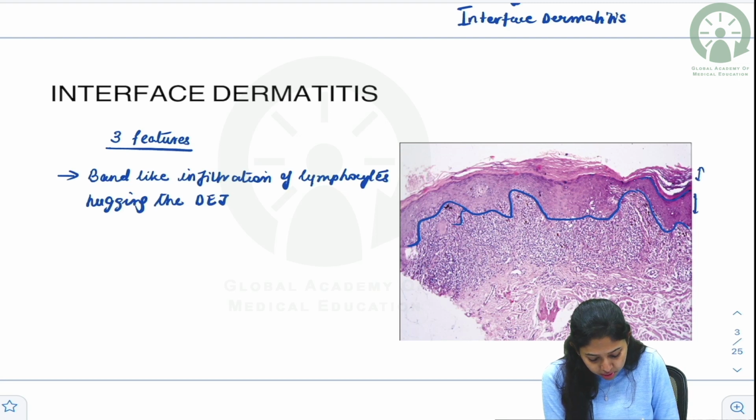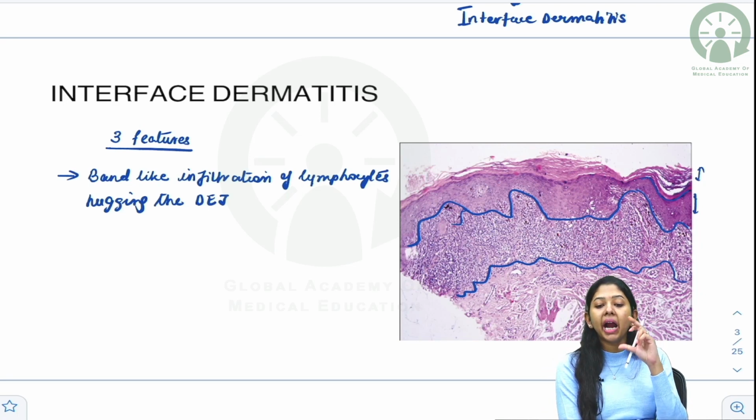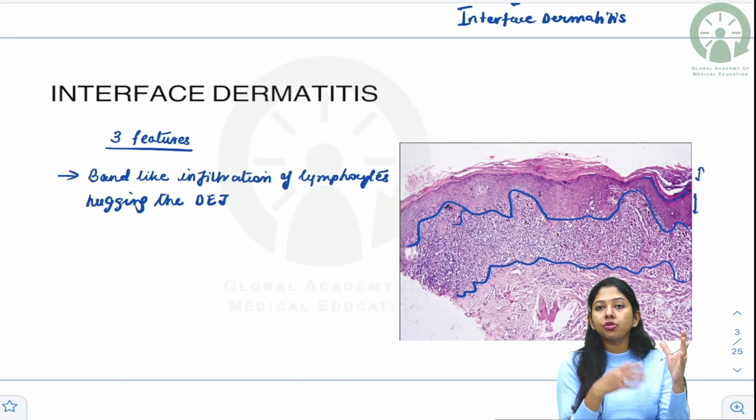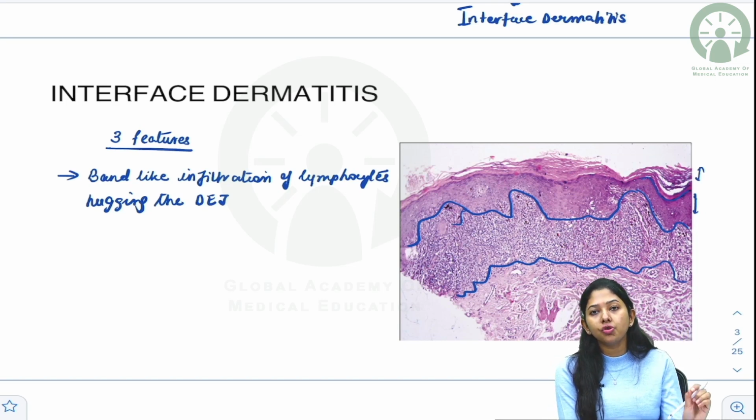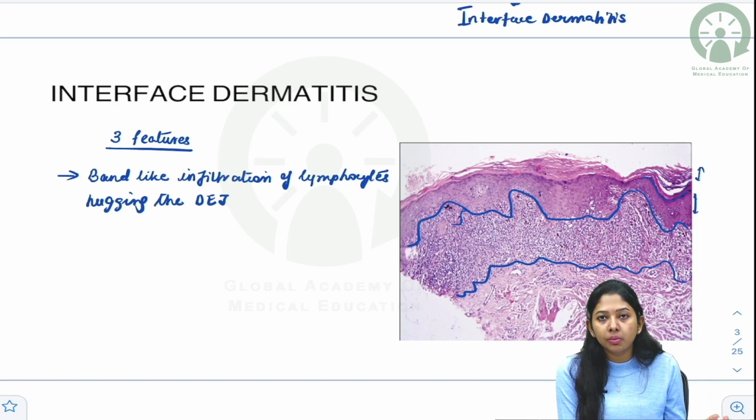Right. So just have a look. This is a band, this purple collection that you see, this is a band of infiltrate. It's present at the dermoepidermal junction, almost like it's hugging the dermoepidermal junction. So this is a very classic feature of interface dermatitis that we see in lichen planus.